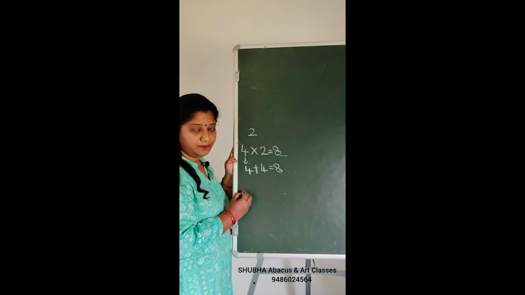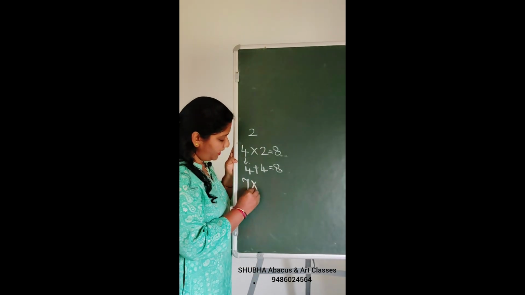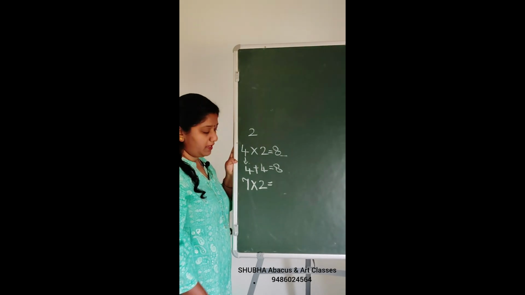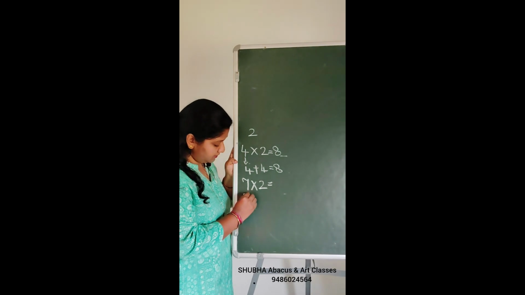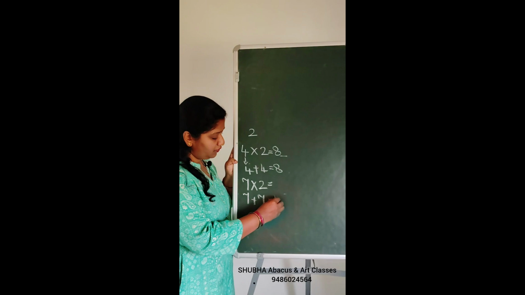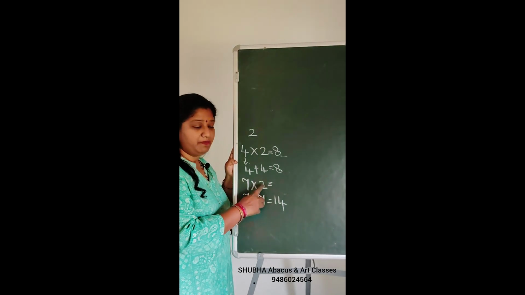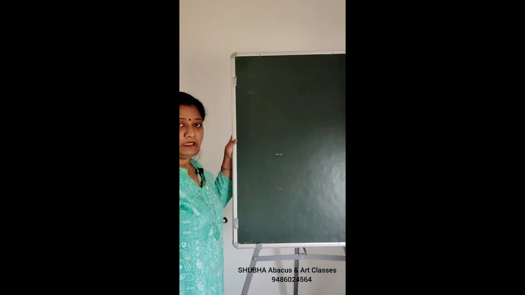One more example. 7 multiplied by 2 is nothing but double of 7, that is 7 plus 7 equal to 14. So 7 2s are, 7 multiplied by 2, is 14.